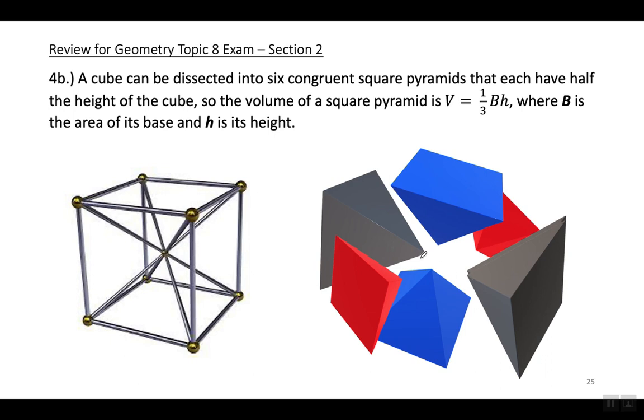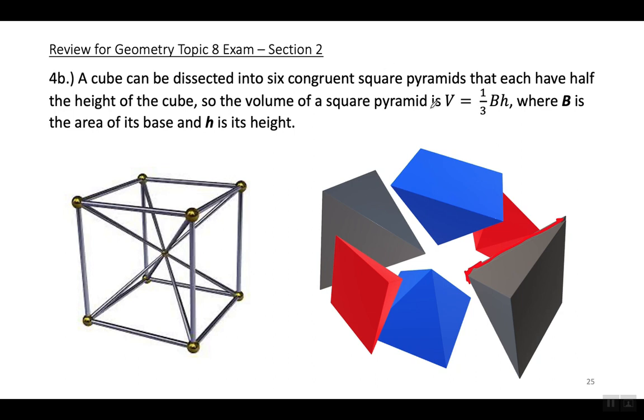Kind of messed up there. All right, pretend there's 6 square pyramids here. They're uniting in the middle and creating this cube. So a cube can be dissected into 6 congruent square pyramids.